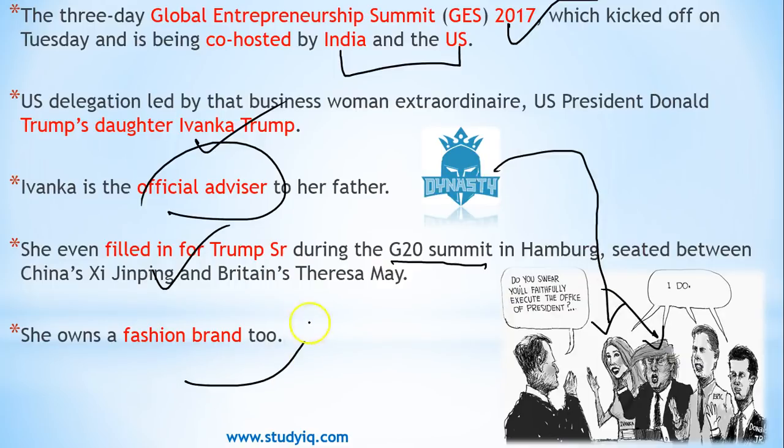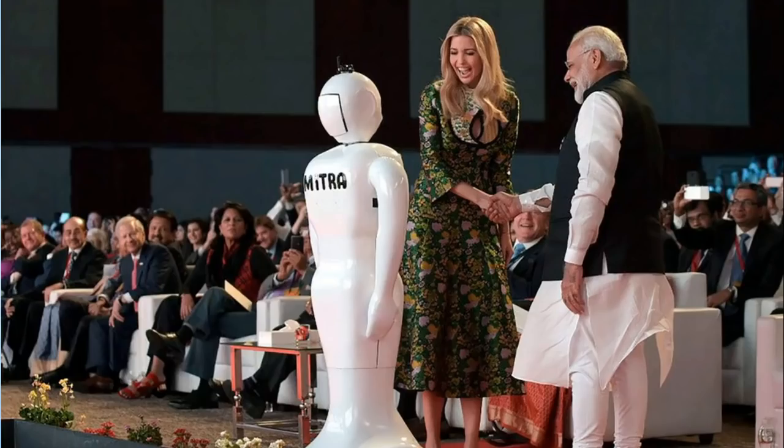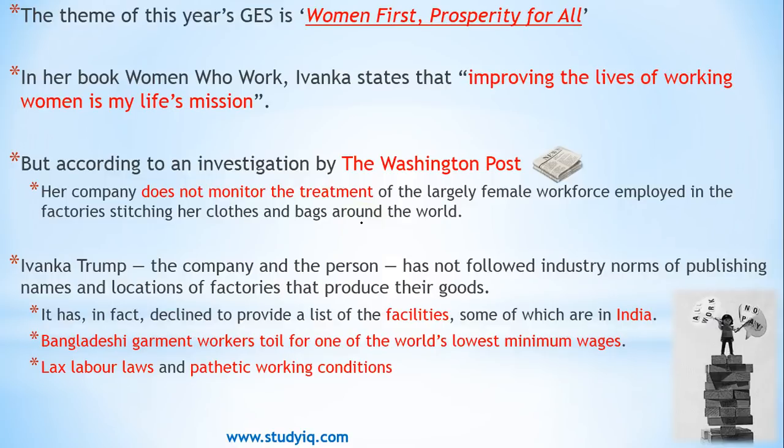The other thing is that she has her own fashion brand. Now, one more thing I would like to say here is that I have nothing personal against the Trump family or Ivanka Trump, right? This is something I am sharing with you based on research and things that have come across me. So here is the picture of Prime Minister Modi and Ivanka Trump, and you can see a robot here. Remember, the name of this robot is Mitra.